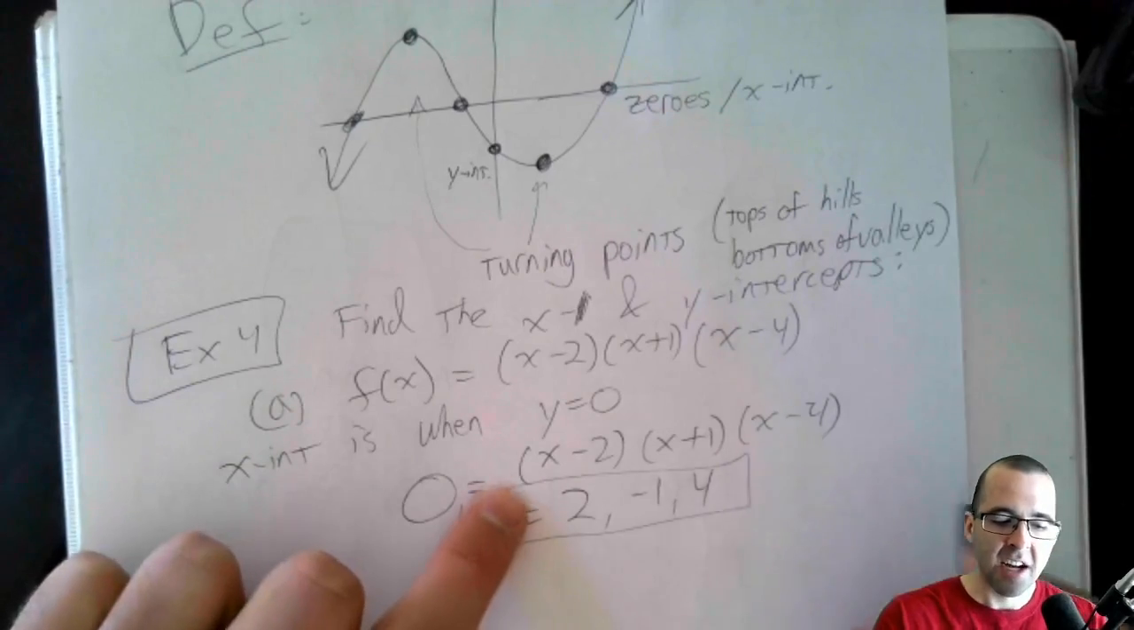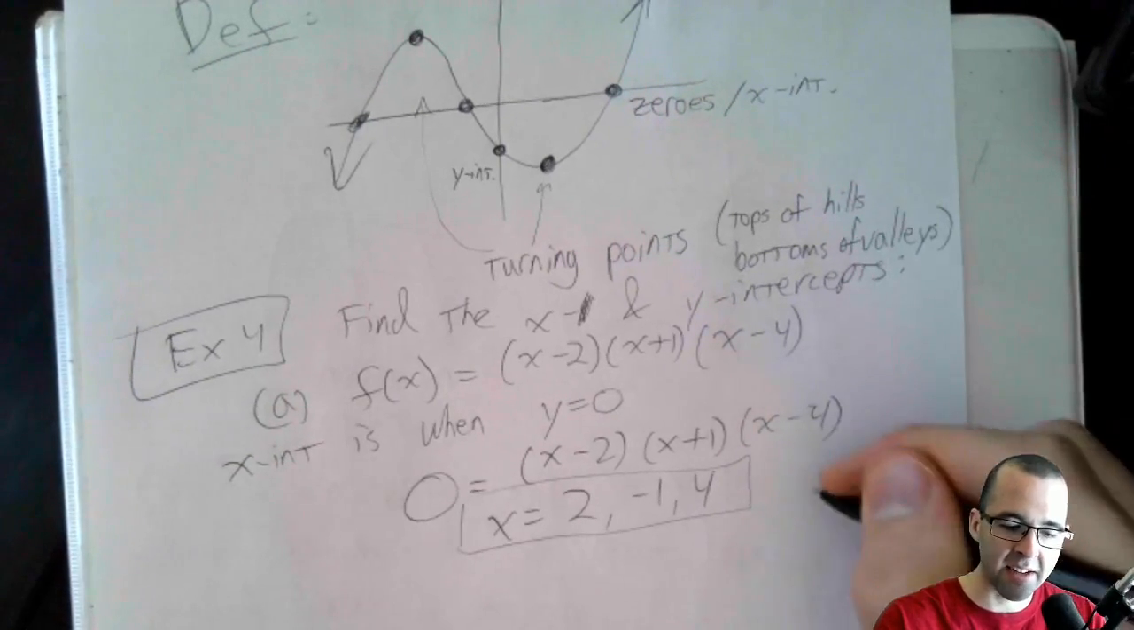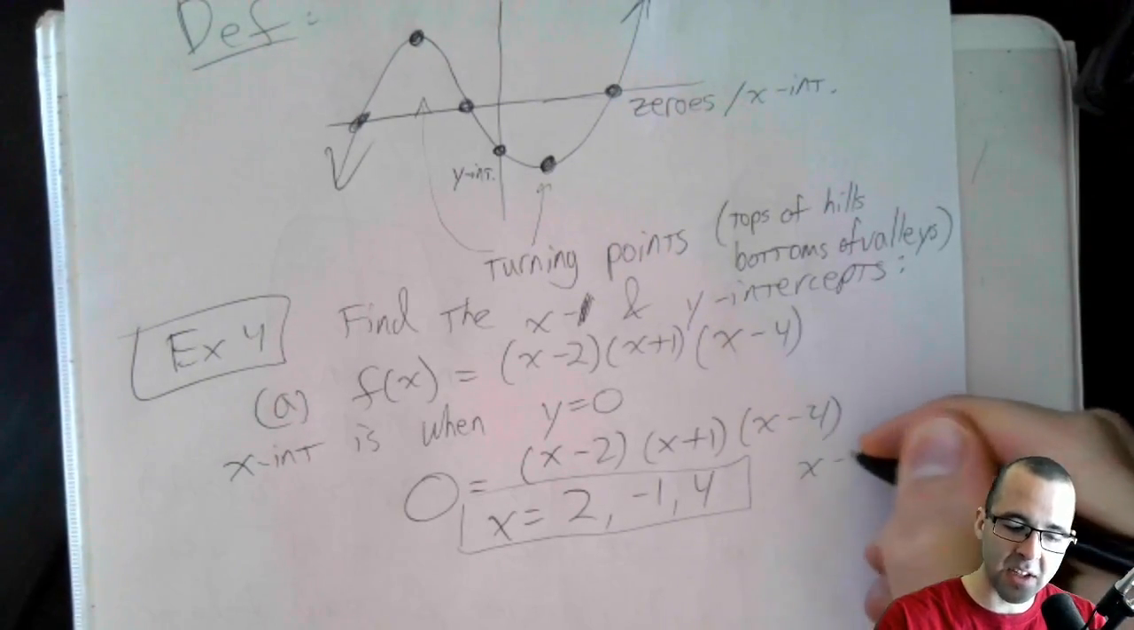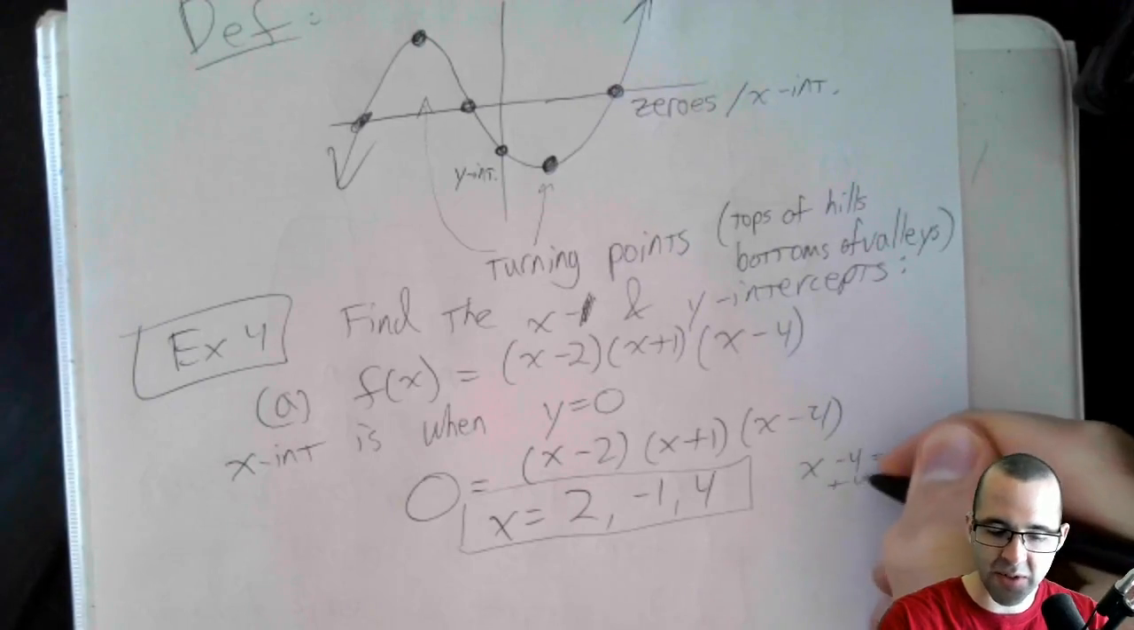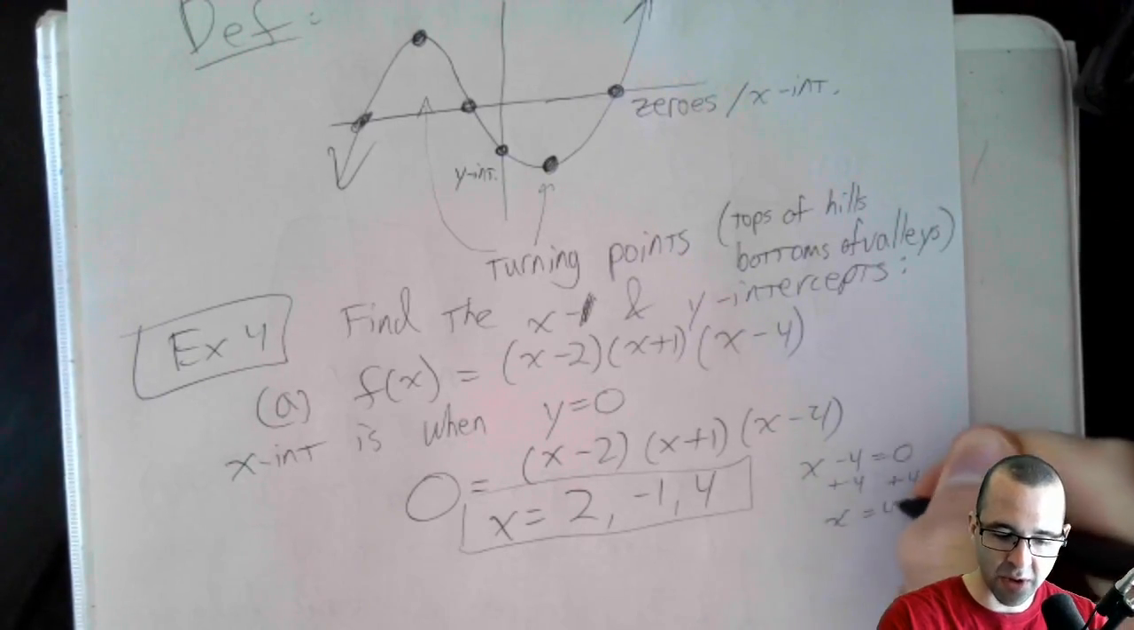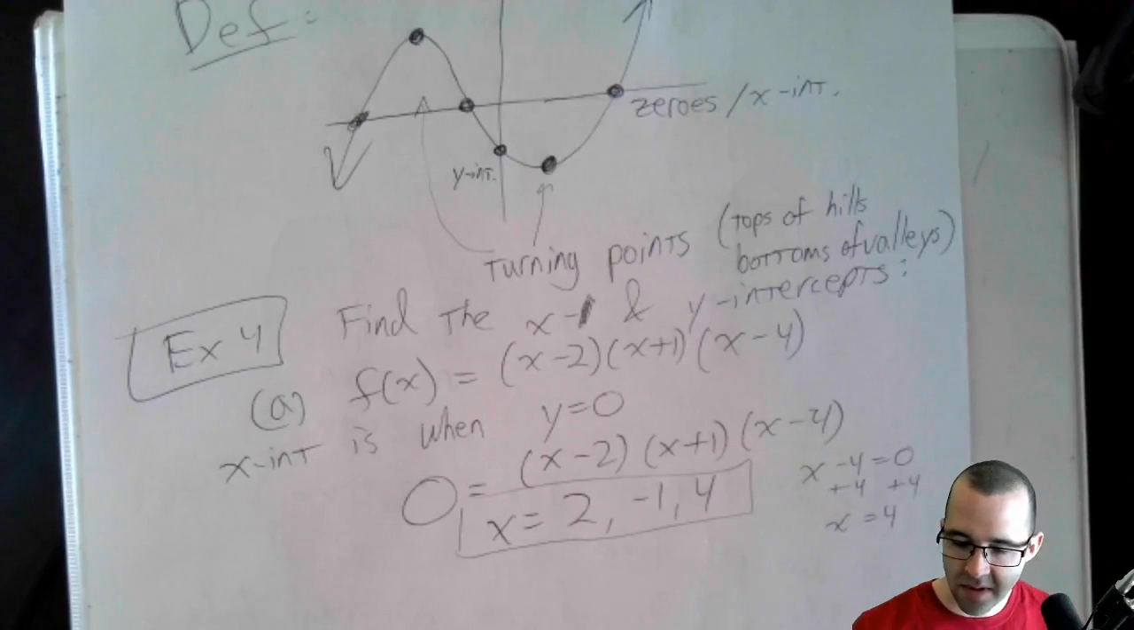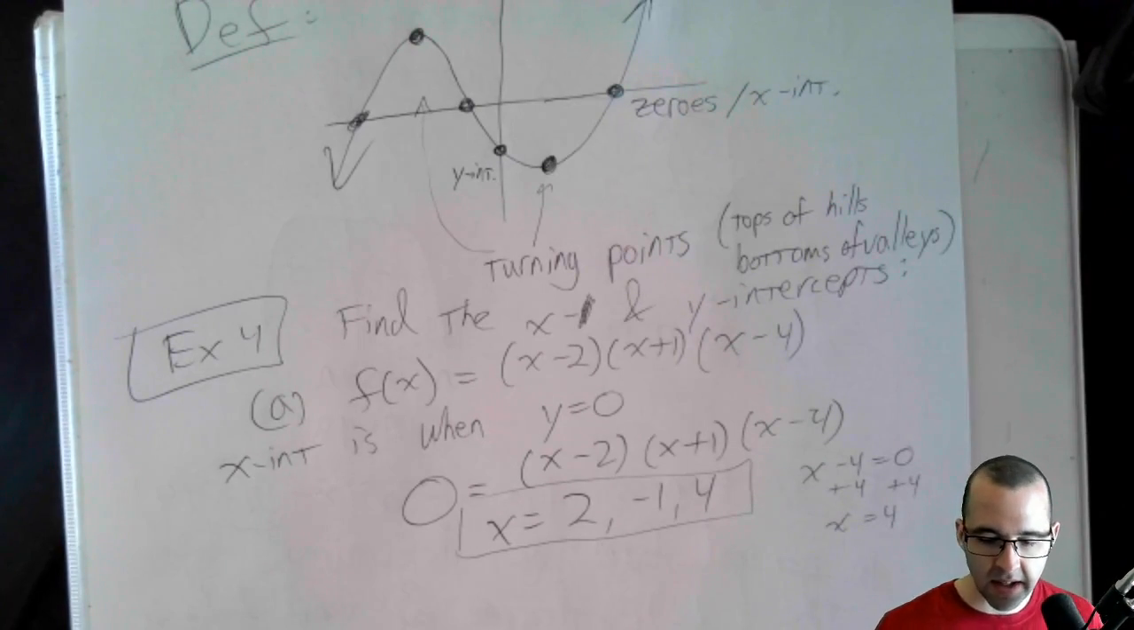It's already factored. Use the principle of zero products, right? Each one of these becomes an equation. When is x minus 4 equal to 0? Add 4 to both sides. Get x equals 4. You could do that for all three of them. All right.